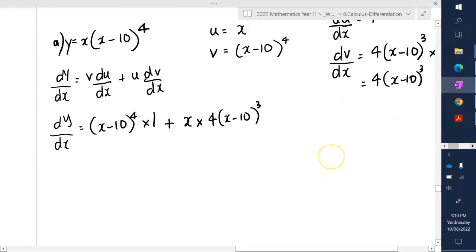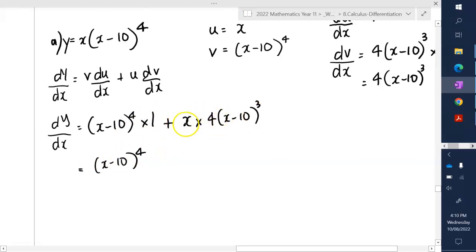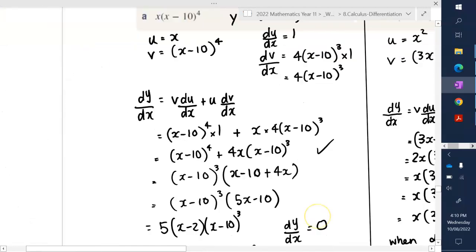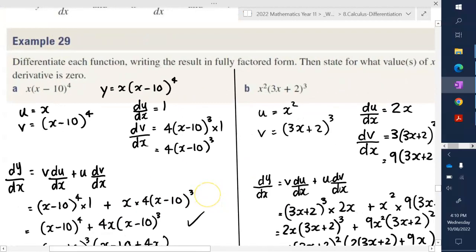So that's our answer, but it's not neat enough, and we're not finished yet. So let's neaten that up. I don't need this 1 here. And I am going to put the 4 and the x together to make it 4x. Okay, now that is correct, but let's go back to the question. What did it say? It said differentiate each function. Well, we've done that. We've differentiated our function, writing the result in a fully factored form.